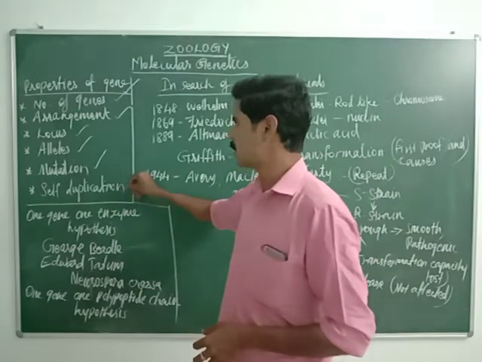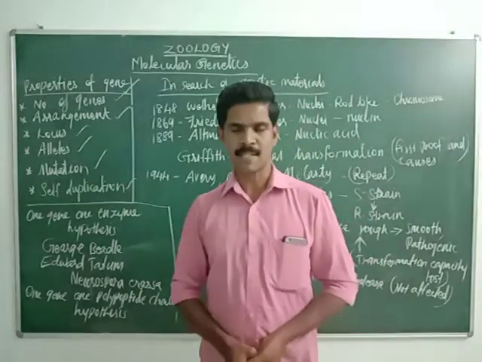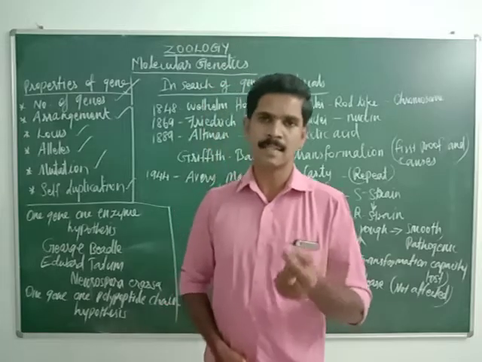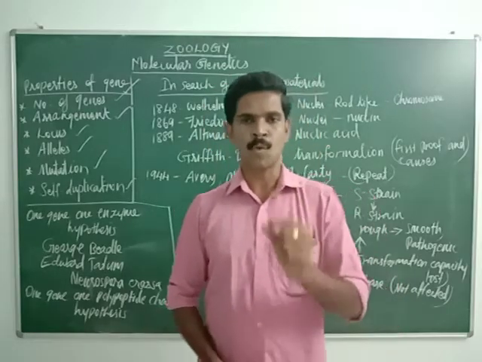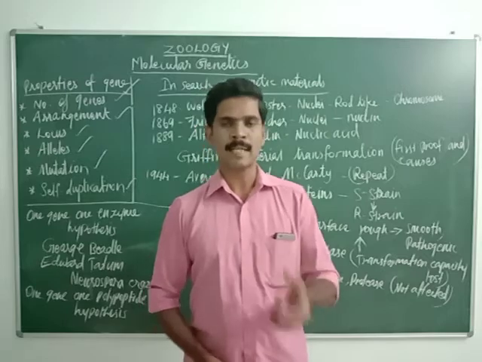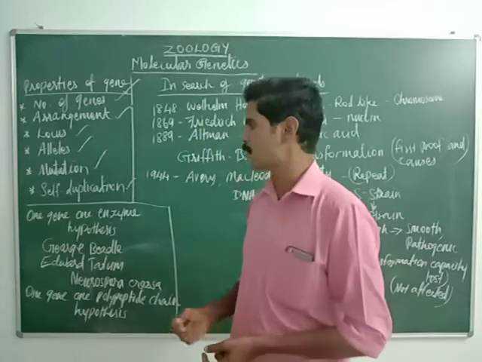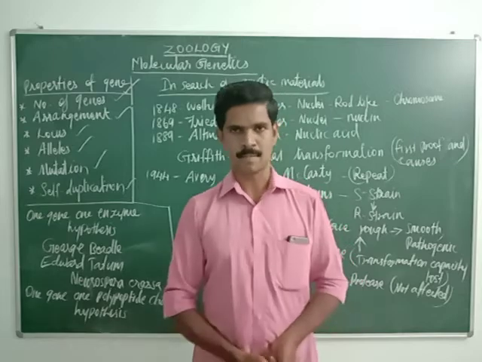The next one is self-duplication. Sometimes a single gene can make its own additional copy. So this nature or property is called self-duplication.